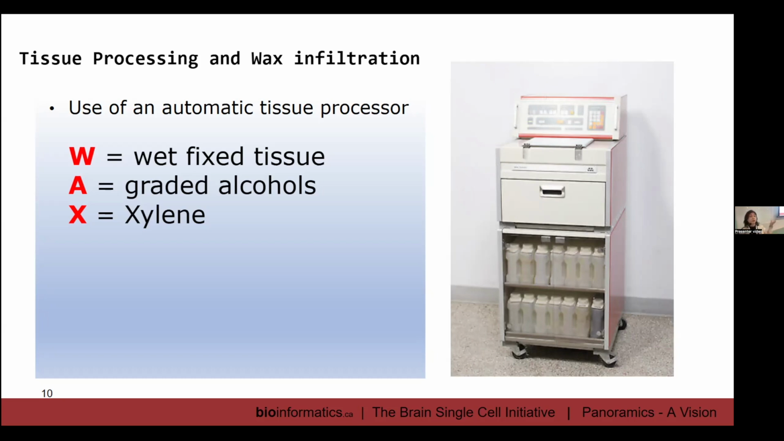Because as you know, you're coming from wet fixed tissue. It's still soft. A little bit of hardening due to formalin, but in the end, it's still soft and you can't cut it that way. And as you know, water and wax don't mix. So you need something in between to take the water out of the tissue and infiltrate it with wax to give it structure and stability.